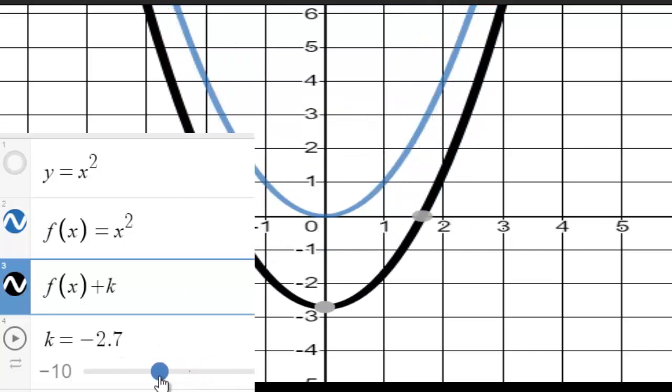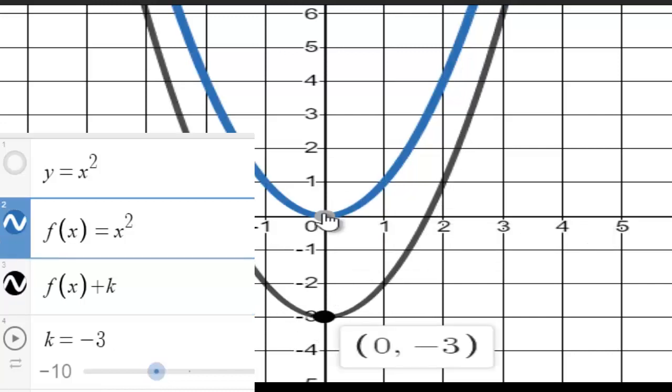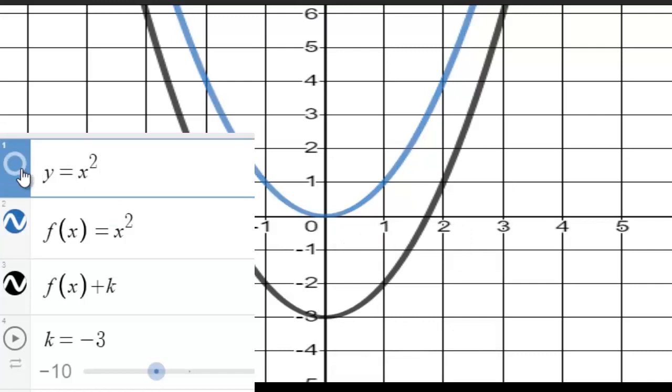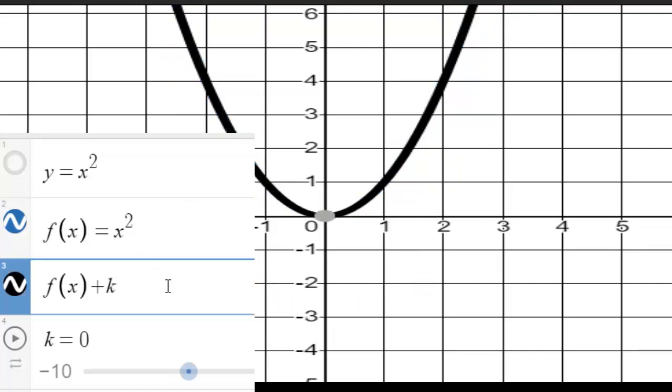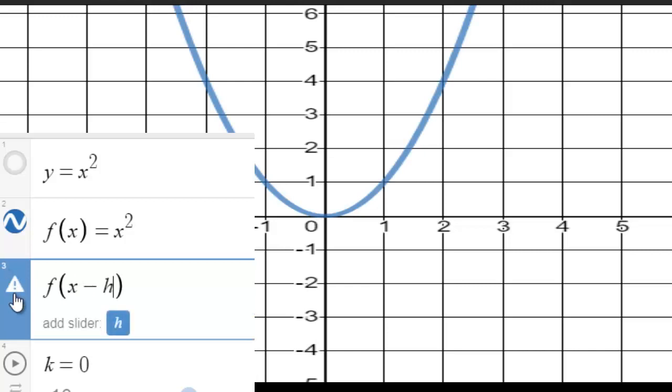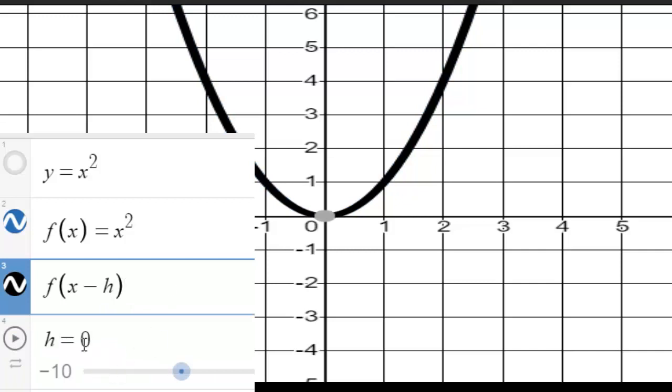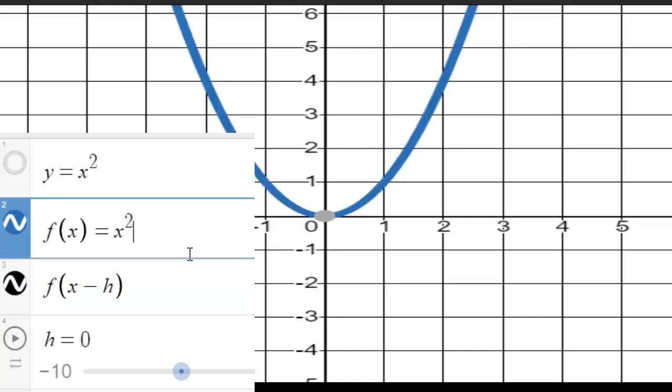If I switch this to -3, then it's the same thing as saying 0 minus 3 gives me a -3. If I turn the orange one back on, you can see it's still at the parent function, but I can make it look like the transformed one of f of x minus 3 by putting a minus 3 right here. Okay, so now I'm going to get rid of the k on the outside and put a minus h on the inside. And then of course it doesn't know what h is, so I have to add an h slider. And h starts at 0, so it still looks just like the parent function. They're exactly in the same spot.